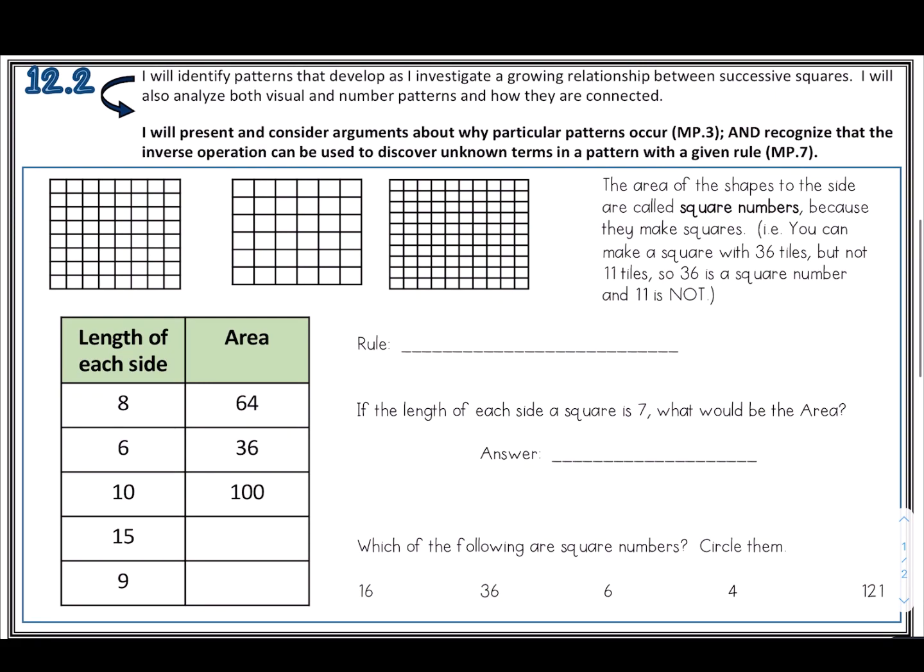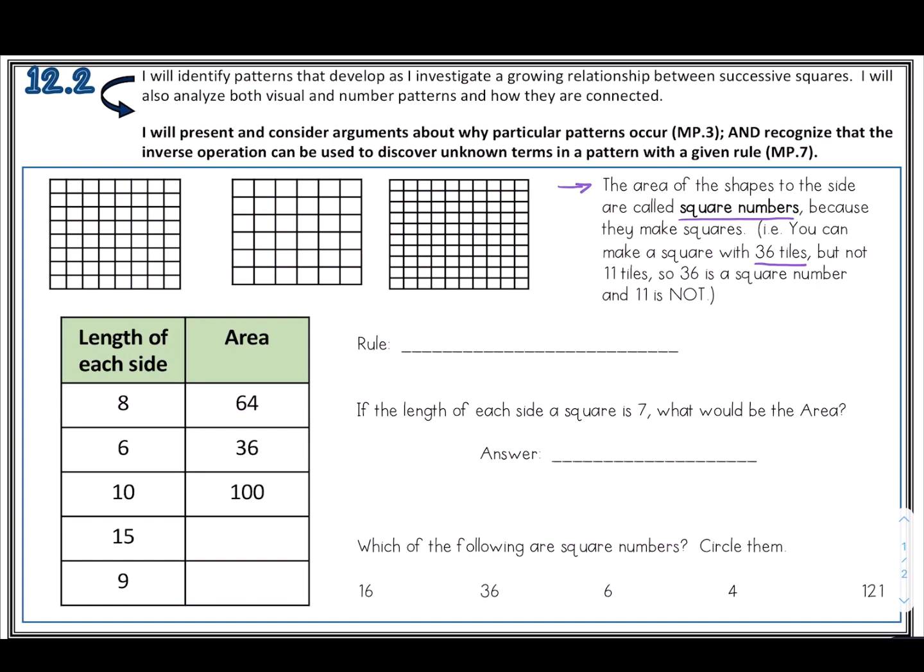Okay, so let's analyze some patterns here. So if we read right here, it says the area of the shapes to the side are called square numbers. Okay, because they make squares, perfect squares. The length and the width are exactly the same. So right here it says, for example, you can make a square with 36 tiles, because we know 6 times 6 is 36, but not 11 tiles, because there's no number where you multiply it by itself to get 11. So 36 is a square number and 11 is not.